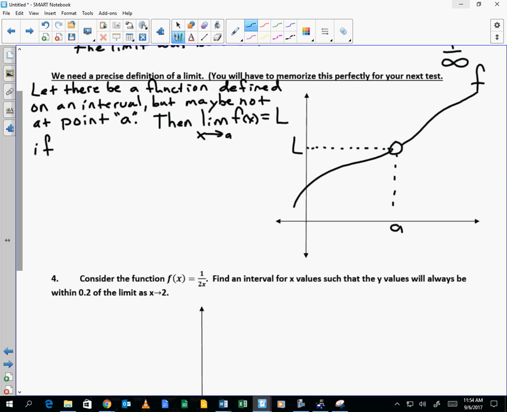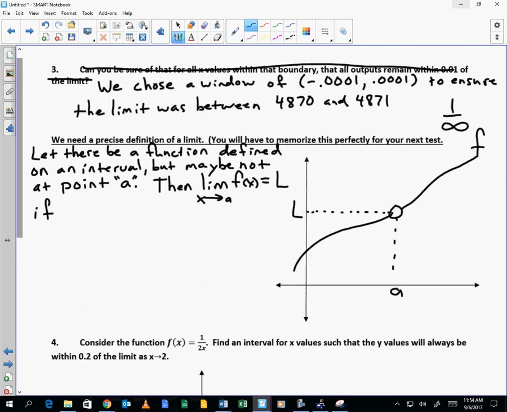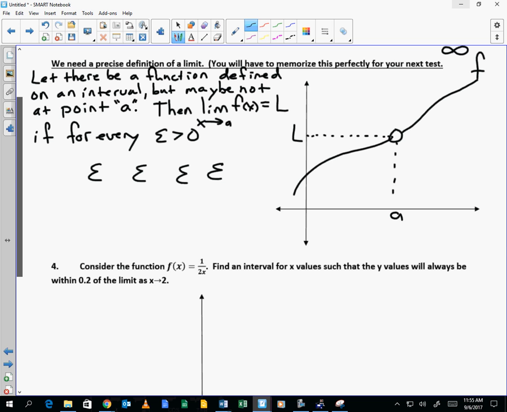and this is where we're going to create a window. So you can see here that we created a window between 4,870 and 4,871. Our window here is going to look like this. We're going to use some fancy new letters. It looks like this. If for every epsilon greater than 0, I'll draw a couple epsilons so you can get a better feel. Sometimes you see a new letter, and my handwriting is not always perfect. Those are epsilons. It's the Greek letter for E.